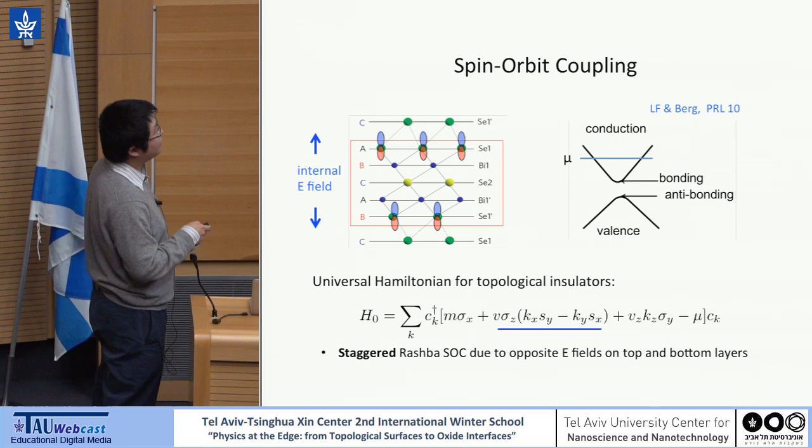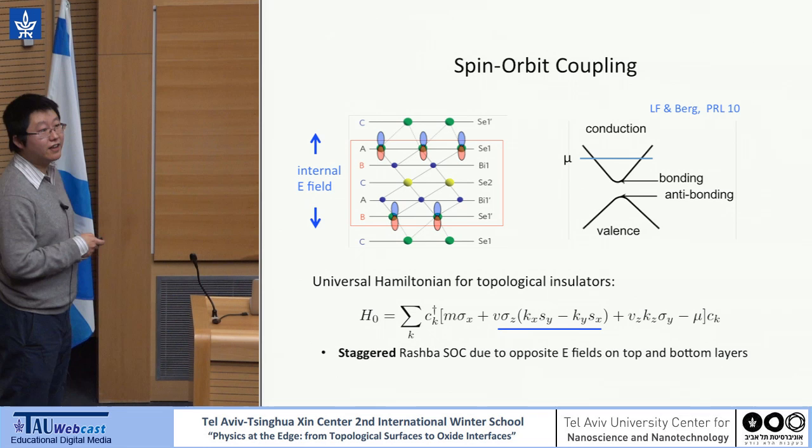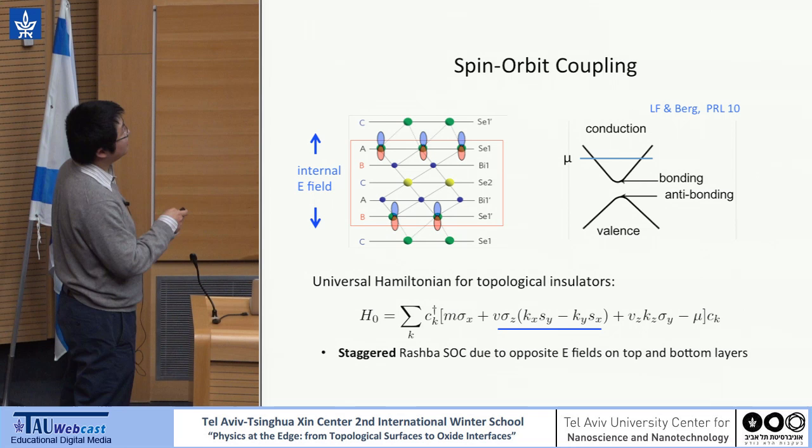Interestingly, you see even though the system is inversion symmetric around the middle layer, locally each top and bottom layer sits in an inversion asymmetric environment. So for example, for this top layer here, there's an internal electric field pointing up. And for the bottom layer here, there's an internal electric field pointing down.